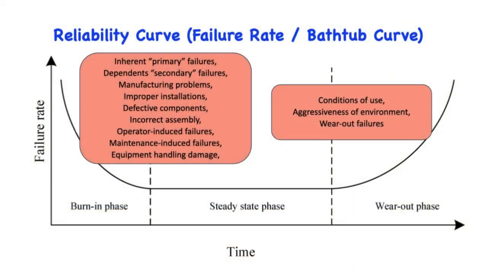Now it is time to take a look at the reliability curve, my friends. Time is shown on the x-axis and failure rate on the y-axis. As you know, the burn-in phase is the first period, the steady state phase is the second period, and the wear-out phase is the third period. In the first period, as you see here, as time goes on, the failure rate goes down.